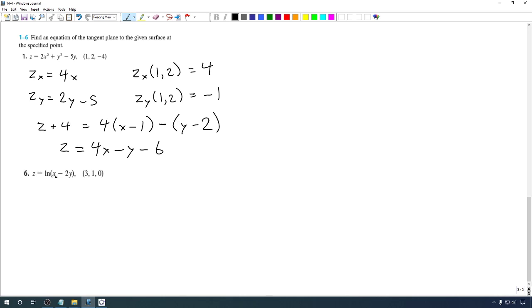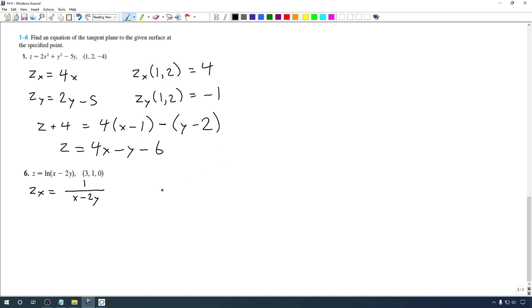Here, z is equal to the natural logarithm of x minus 2y. If we differentiate this thing with respect to x, we have to use the chain rule. Derivative of the natural logarithm of something is 1 over what's inside. Then we have to multiply by the derivative of the inside. But keep in mind we are differentiating with respect to x, so the derivative of x minus 2y is a 1, because x becomes a 1, and negative 2y is just a constant, so it becomes a 0. So in fact, we don't even have to multiply by anything here.